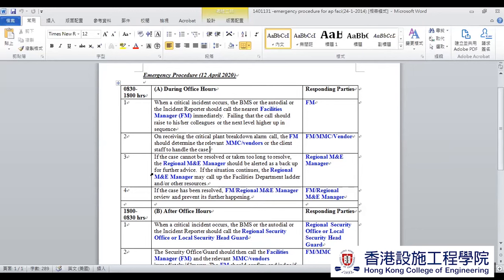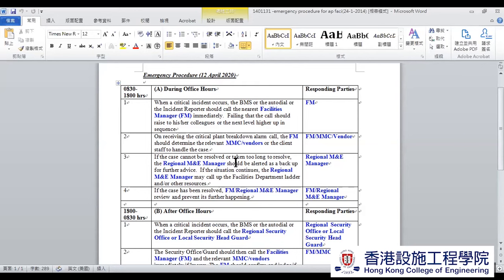Number 3, if the case cannot be resolved or has taken too long a time to resolve, the FM should alert the regional manager. And the regional manager should be acting as a backup to the FM for further advice. If the situation continues, the regional manager may need to call up the global manager or the head of the department.